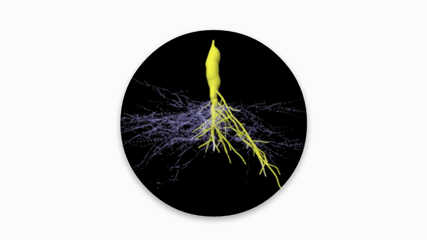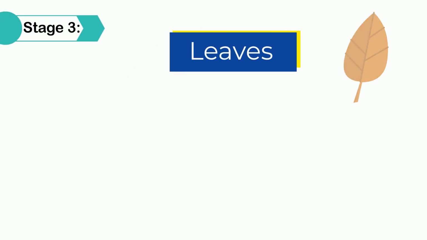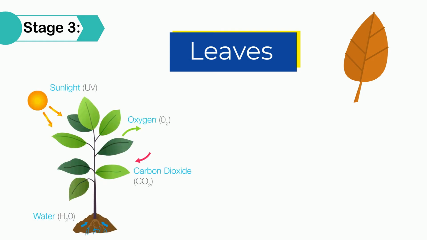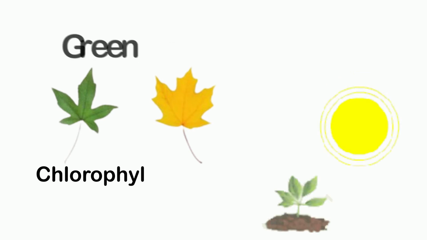Stage 3. Leaves. The stem then grows leaves which help make energy food from sunlight, water, and air through a process called photosynthesis. The leaves have a chemical called chlorophyll, which gives them green color and helps them in photosynthesis.